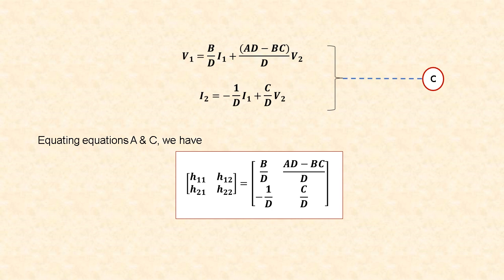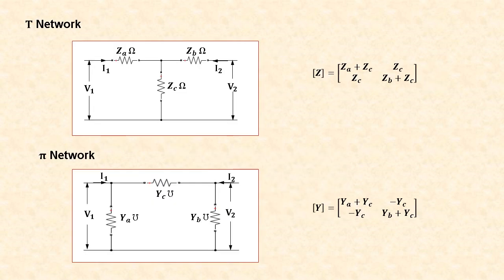Now comparing this equation with the equation A, we have H11 is equal to B by D, H12 is equal to (AD minus BC) by D, H21 is equal to minus 1 by D, H22 is equal to C by D.